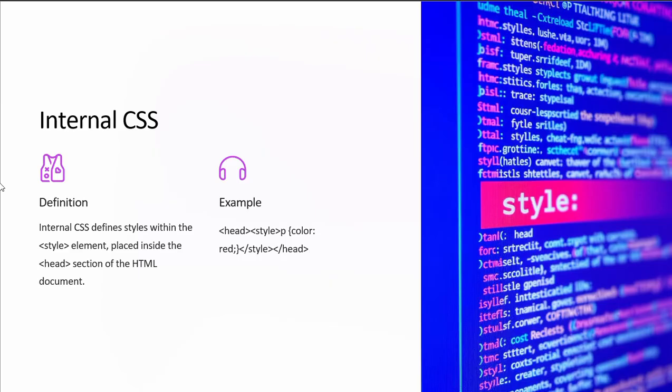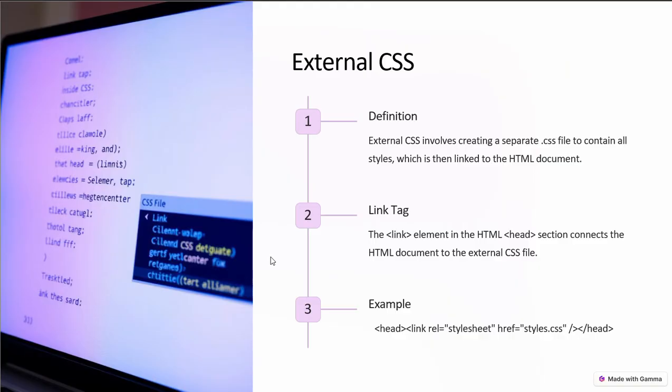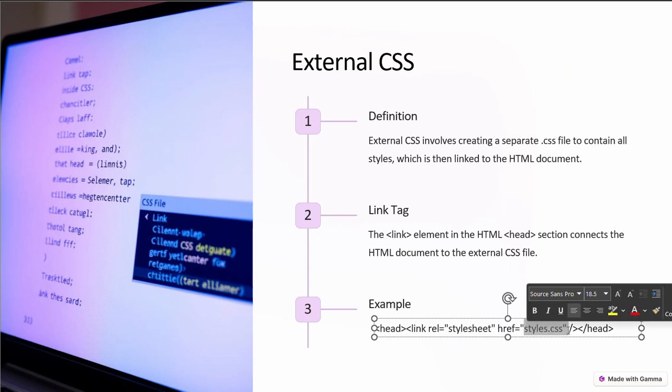Now come to link. We can add external CSS using the link tag in our head tag. Here's an example of this. The person uses the link tag inside the head tag, and he gives the link of his CSS file.